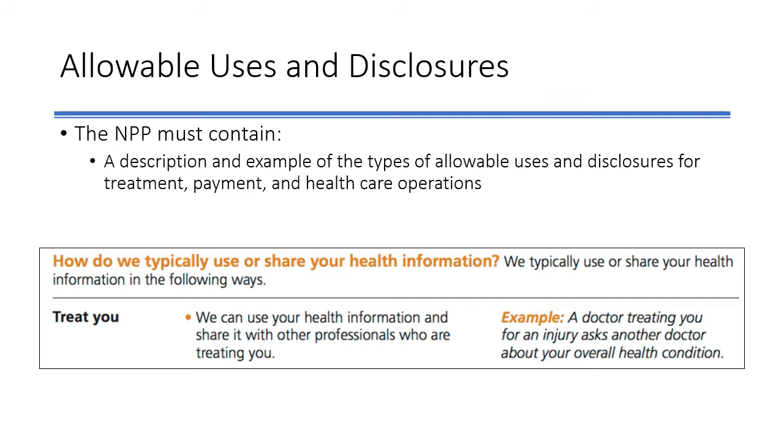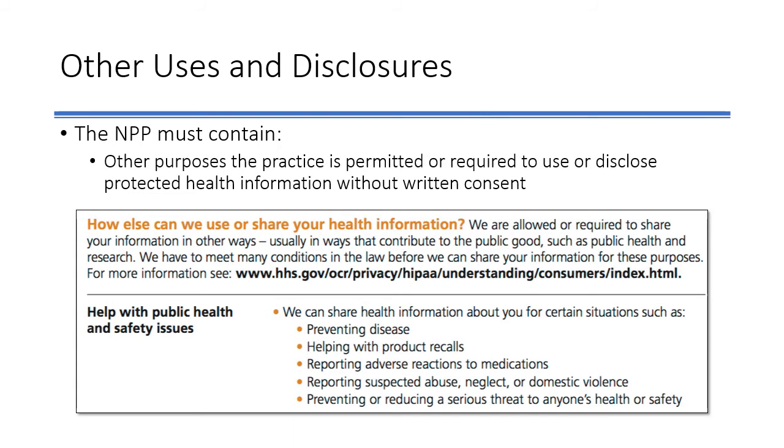The NPP must contain a description and example of the types of allowable uses and disclosures for treatment, payment, and healthcare operations. The example on the slide shows that the practice can share information with other professionals who are treating you, along with an example of how that might happen. The NPP must also state other purposes the practice is permitted or required to use or disclose protected health information without written consent. The example shows the practice may share protected health information to help with public health and safety issues.